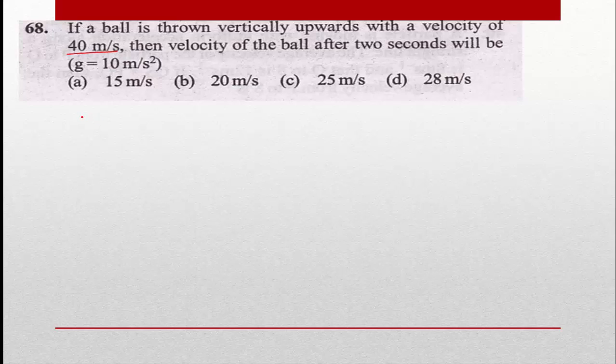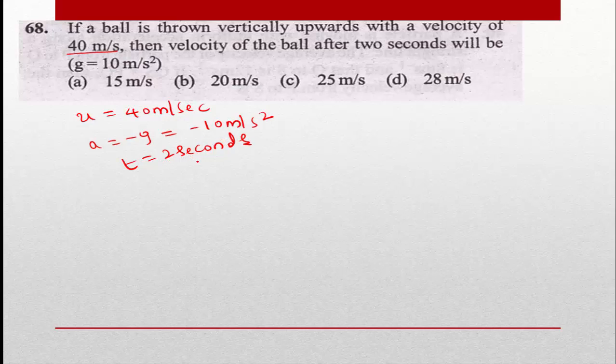The given values: the ball is thrown vertically upwards with velocity u equal to 40 meter per second, and we need the velocity of the ball after 2 seconds. Vertically upwards, so a equal to minus g, that is minus 10 meter per second square. Time t is equal to 2 seconds.